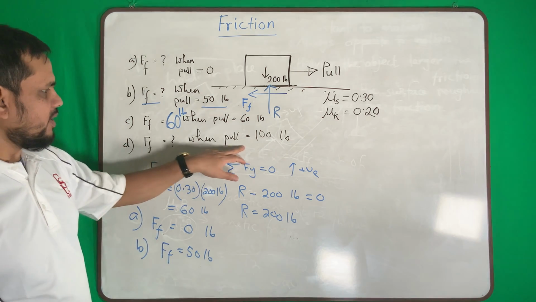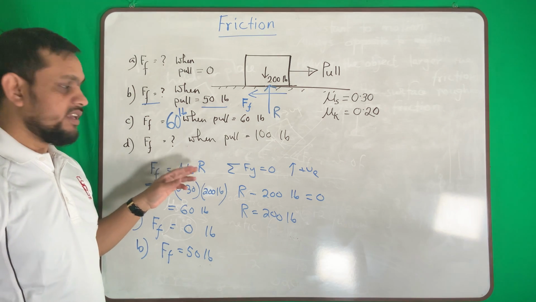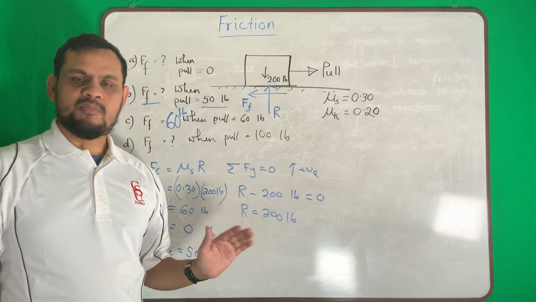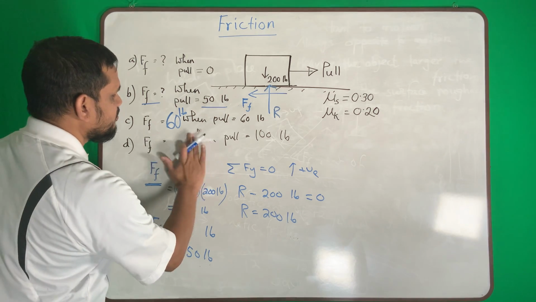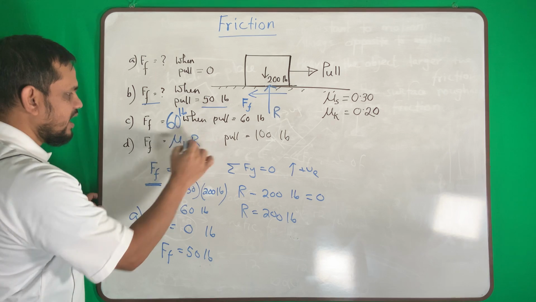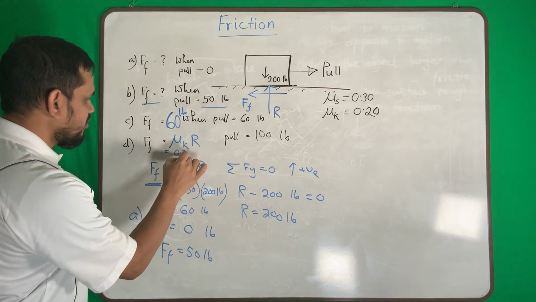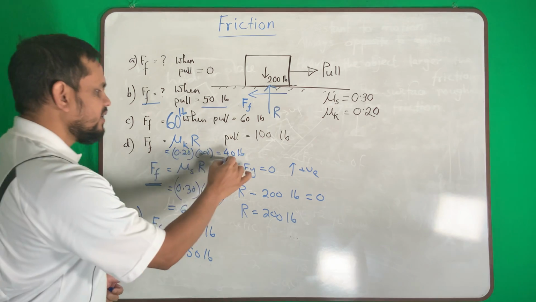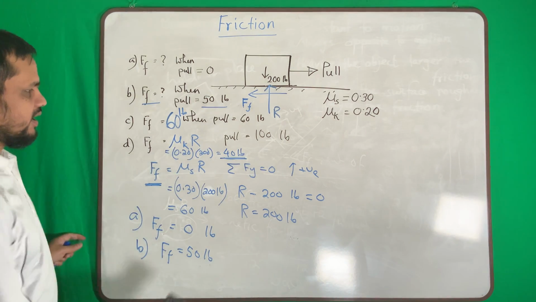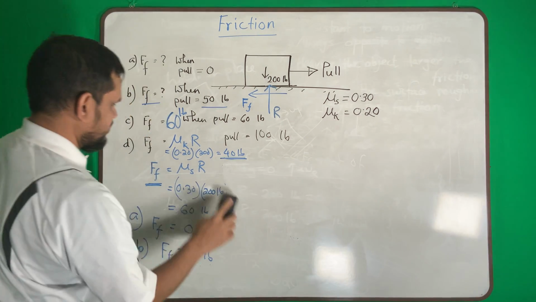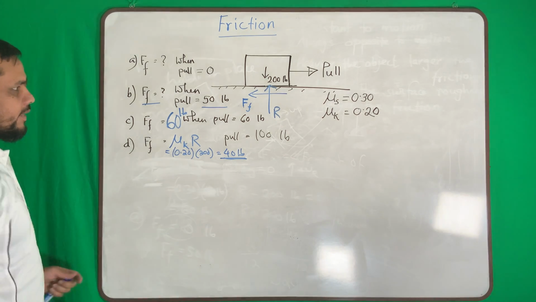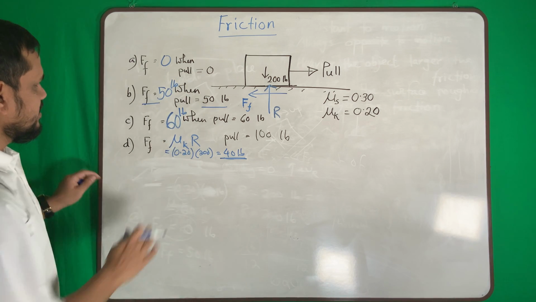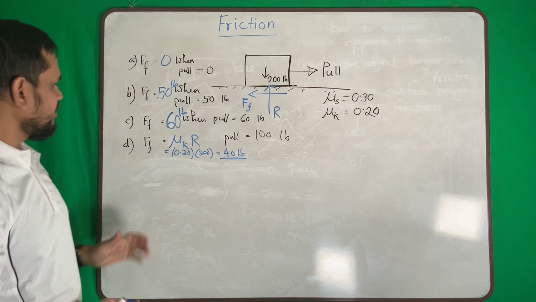Case number 4, when my pull is 100 pound, what is my frictional force? You can see this 100 pound is greater than 60. That means my body is moving. If my body moves, what is the frictional force? Mu k times R. So mu k is 0.20 and reaction is 200. That means 40 pound. So when the body is moving, the frictional force is 40, no longer 60. So if I write the answer, this will be 0, this will be 50 pound. So make it clean. Hopefully you understood the problem.